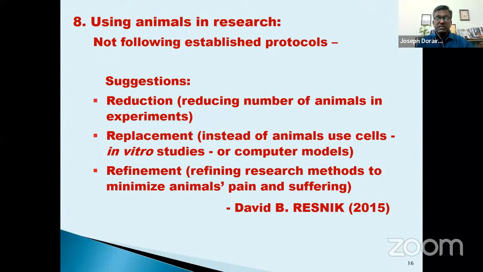Now, David Resnik in 2015 has talked about 3 important protocols when we use animals in research, particularly in the domain of life sciences. So he talks of reduction, replacement, and refinement.